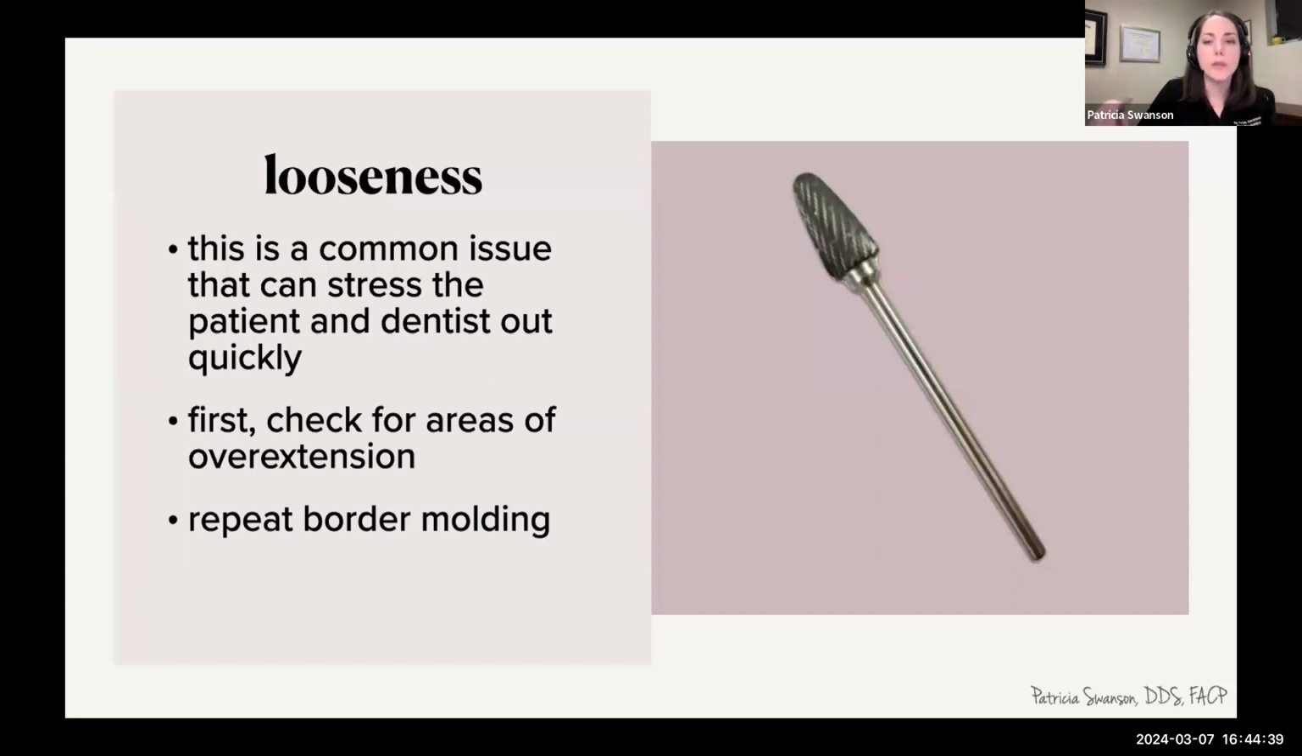Do not just jump to relining, because that's what a lot of people do. They're like, oh my gosh, it's loose, I'm going to reline. No, you might still have the same problem, because if it's overextended, the reline's not going to make the denture any smaller.